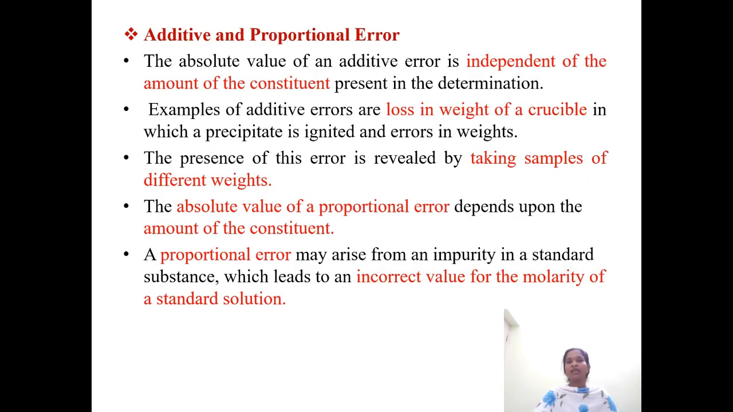Additive and proportional error. The absolute value of an additive error is independent of the amount of constituent present in the determination. Examples of additive errors are loss in weight of a crucible in which the precipitate is ignited and the error in weights. The presence of these errors is revealed by taking samples of different weights. The absolute value of a proportional error depends upon the amount of the constituent. The proportional error may arise from an impurity in a standard substance, which may lead to an incorrect value for the molarity of the standard solution.